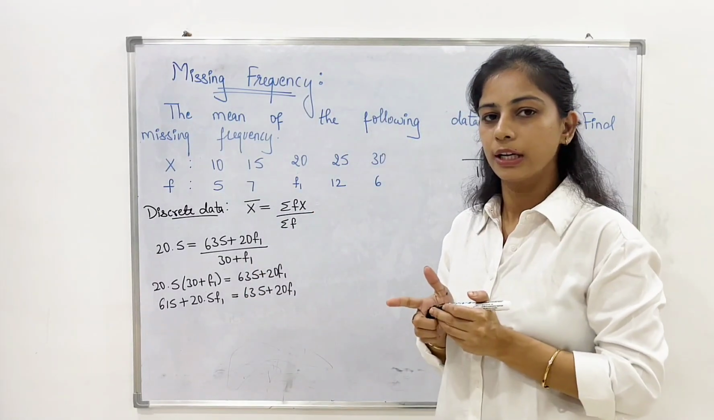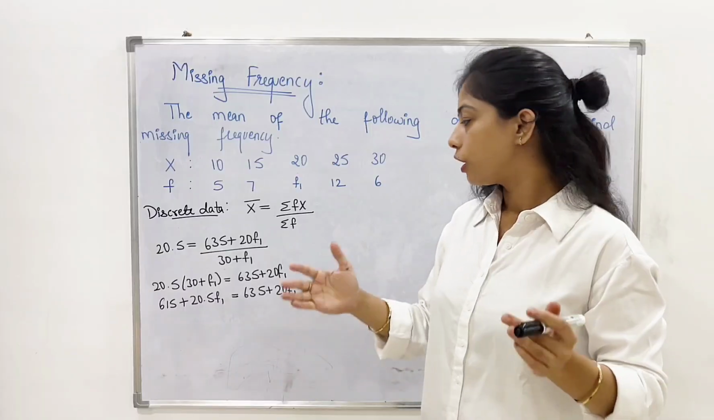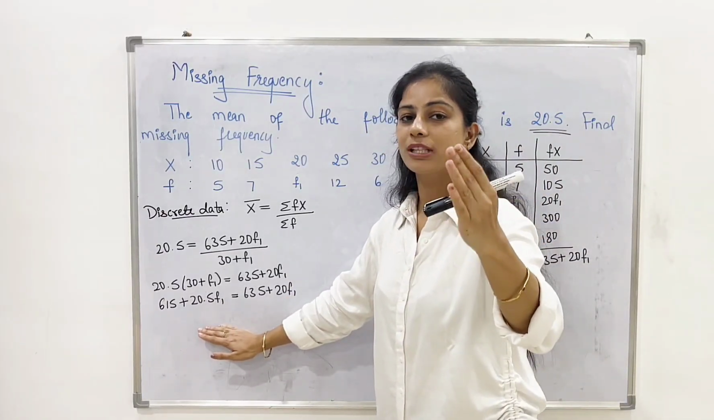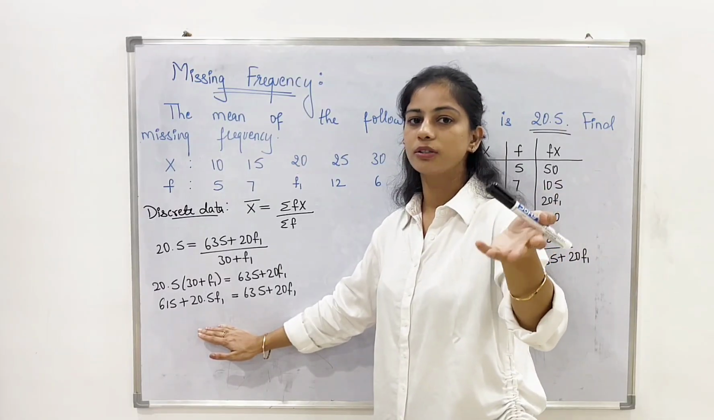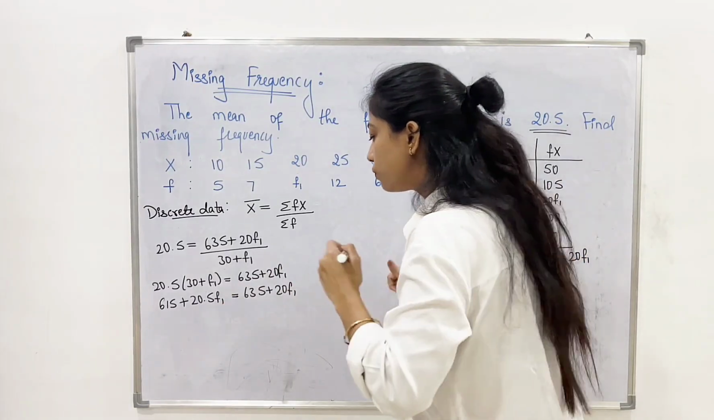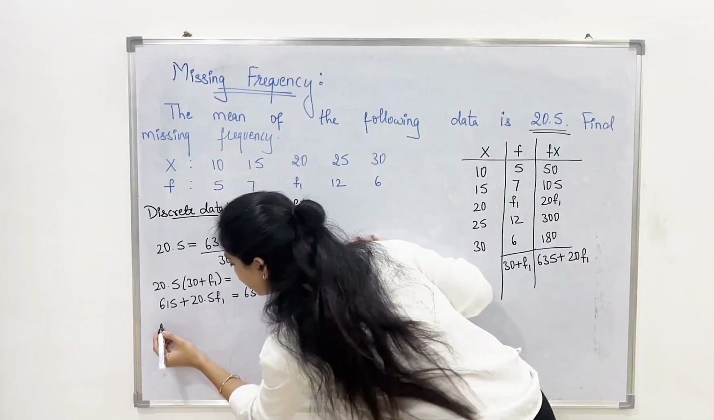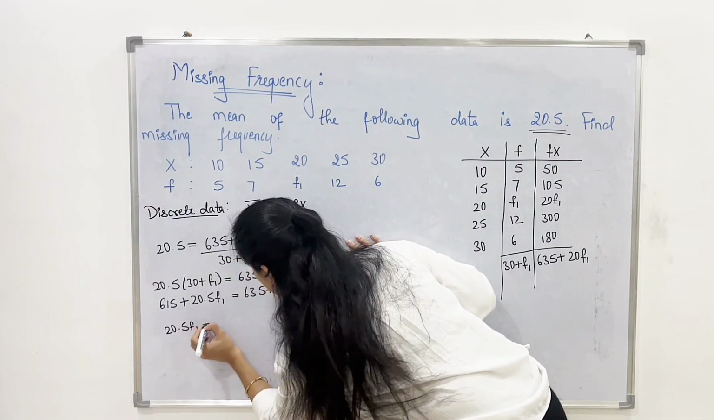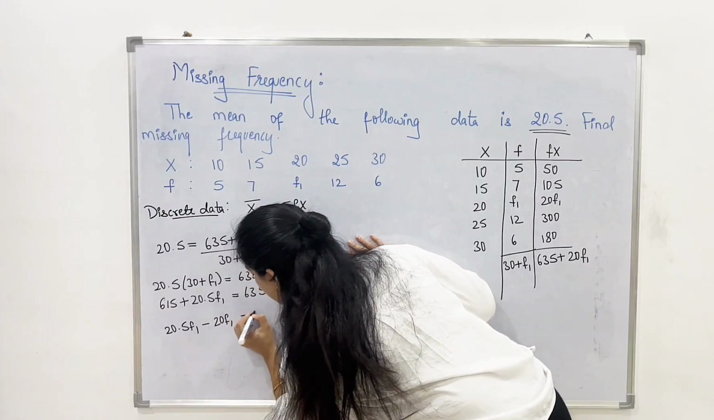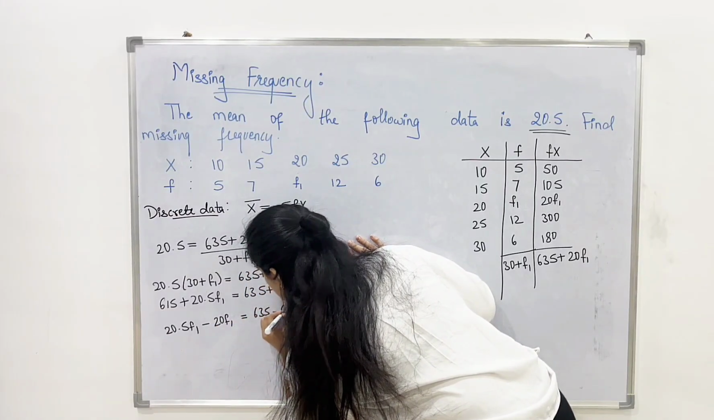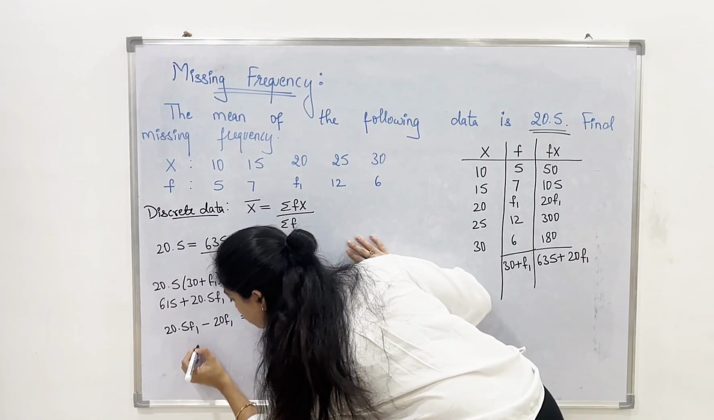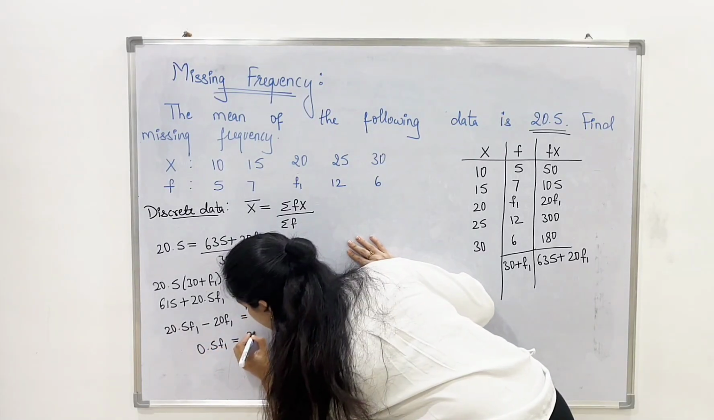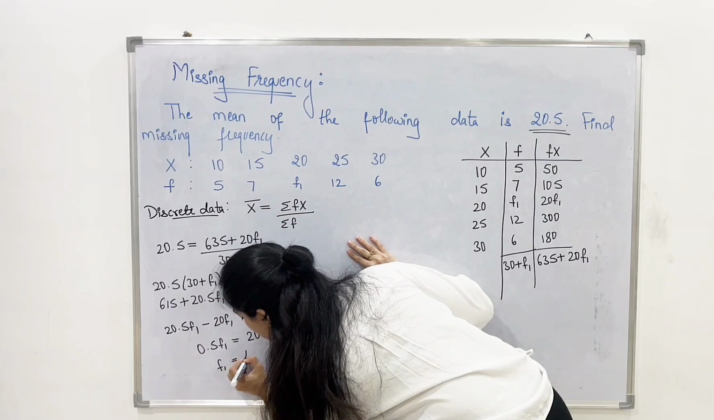Now, one small trick. In order to find F1, what are we going to do? We will take all the F1 terms on one side, and mostly we take them on the left hand side because we need to find the F value. So 20.5 F1 minus 20 F1 is equal to 635 minus 615, which gives 0.5 F1 is equal to 20. So F1 value is 40.